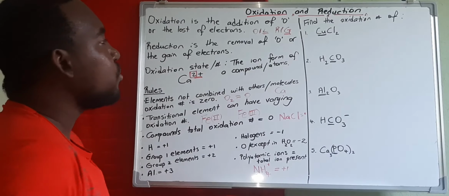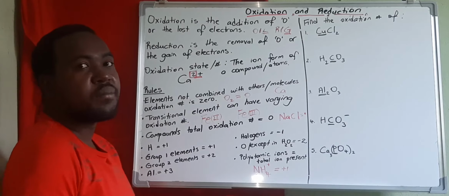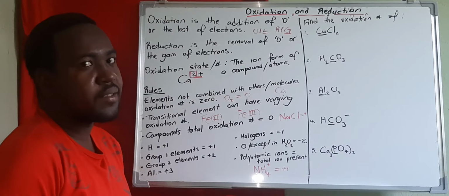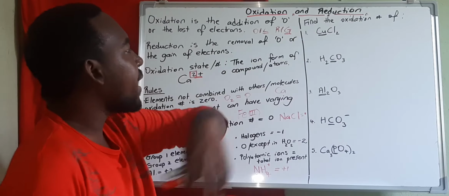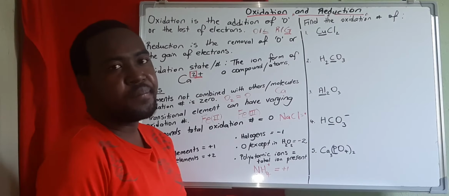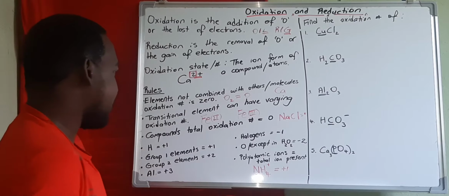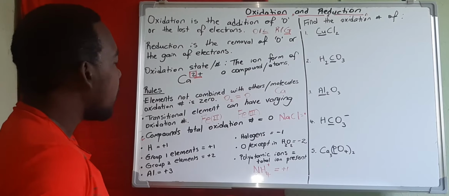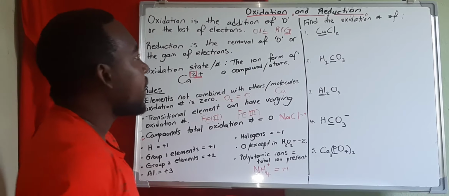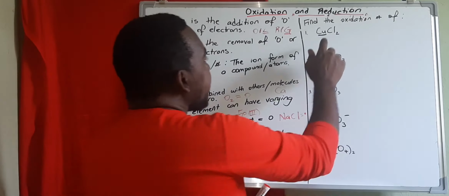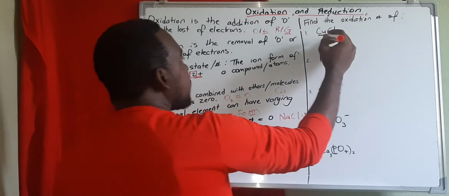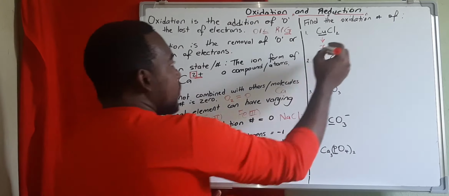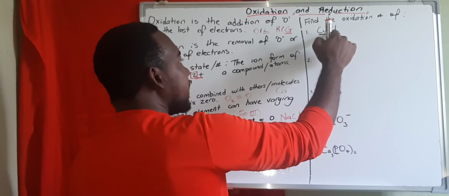All right, so let's use this principle now to find the oxidation number of each of the elements present in our compounds or polyatomic ions. Here we have copper chloride. It's a compound, so we're going to use the rule that a compound's total oxidation number equals 0. We're going to find it for copper. We give copper a symbol for what we don't know, so we call it x, and we add that to chlorine.